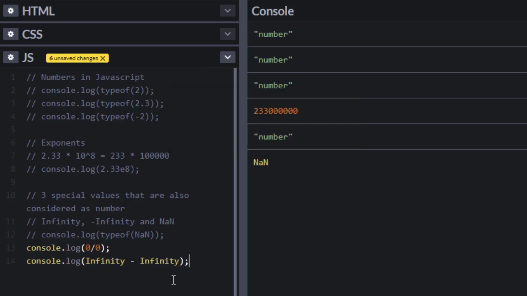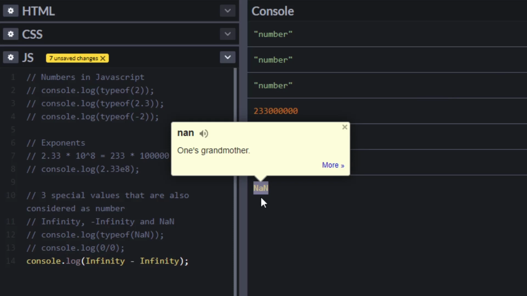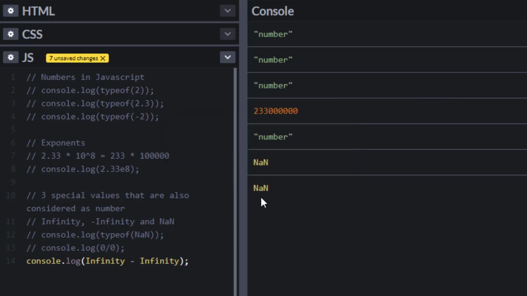For example, let's say I try to do this, Infinity minus Infinity. What would I get? 0? We get not a number because Infinity minus Infinity doesn't give us any meaningful result. It's not 0. Or when you try to multiply a string with a number, you try to do a numeric operation like that, you get a not a number.